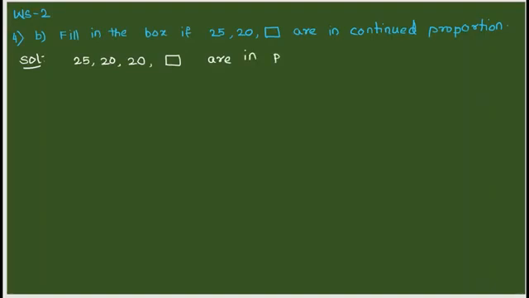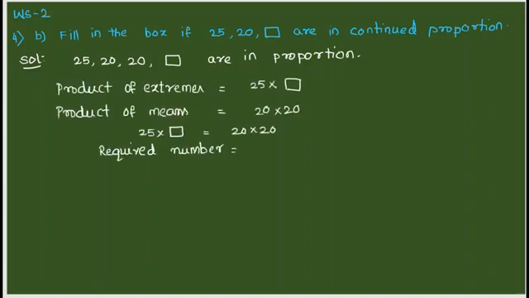So let us take it for granted that these four numbers are in proportion. As we discussed in the earlier problem, the product of extremes we have to take as 25 and box. So here, since they are in proportion, 25 into box equals 20 into 20. Now how to find the required number? The product must be divided by the remaining number, that is 25. So the required number equals 20 multiplied by 20 upon 25.